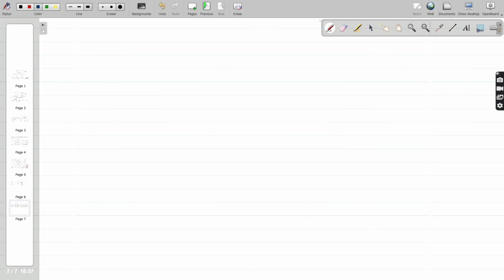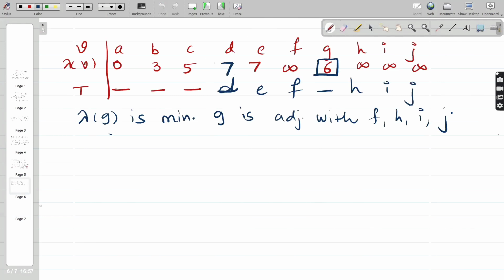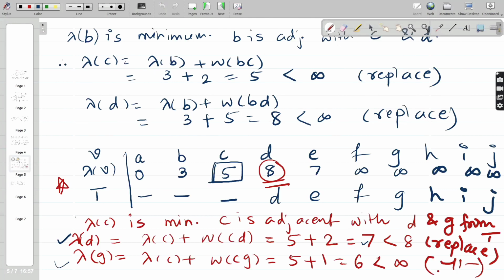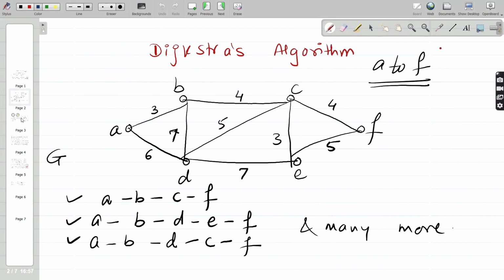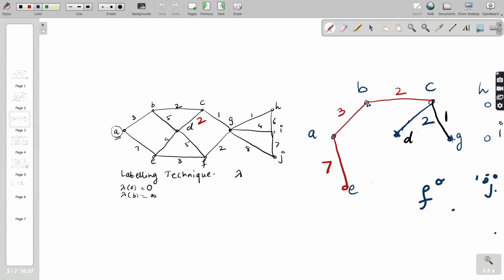Let us go back here and rectify our mistake. We have now changed lambda D; we have retained it as 7. From 8, it has become 7. Now lambda G is minimum. In my graph also, 3 plus 2 is 5, 5 plus 1 is 6. So the shortest path from A to G has distance equal to 6. The path from A to D is 7.